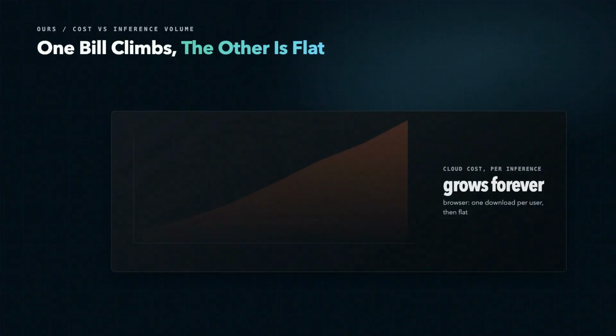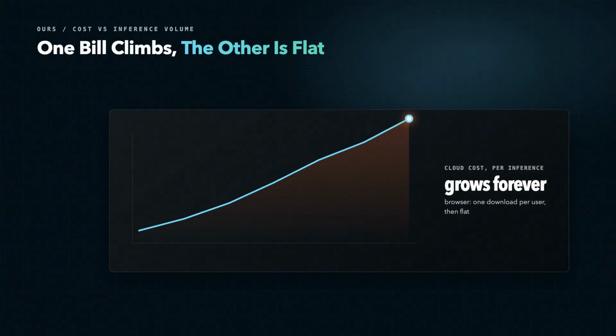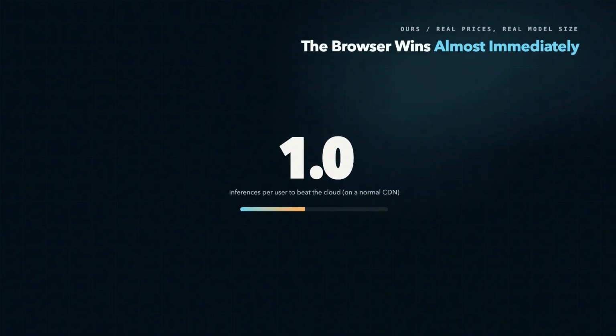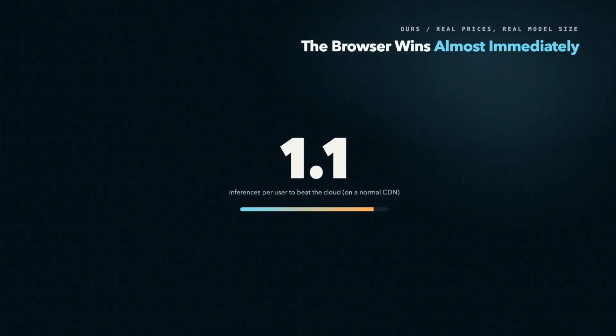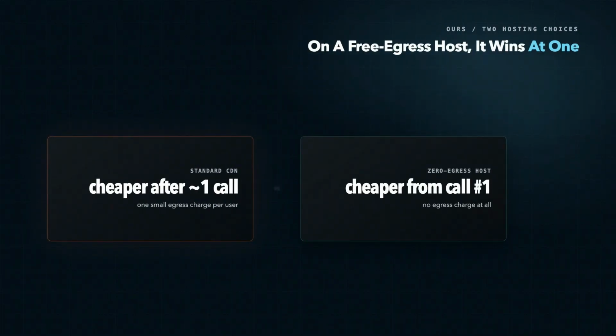Then the money, and this is where it flips. Cloud cost grows with every single inference. The browser pays once to download the model to each user, and after that inference is free. So where is the crossover? With that 19 megabyte model on an ordinary CDN, the browser is already cheaper after just over 1 inference per user. On a zero egress host, it wins from the very first one.